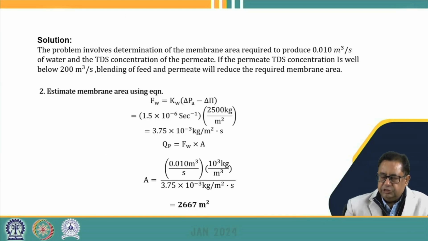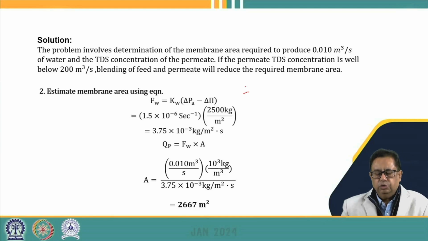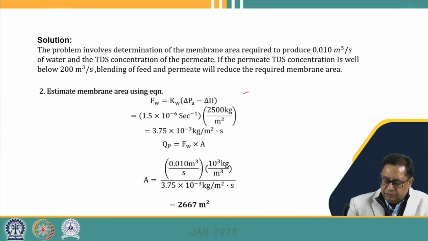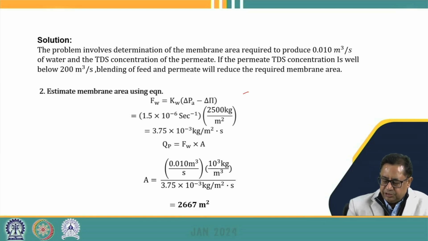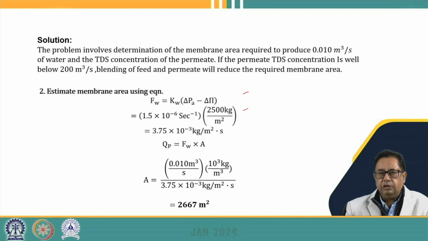So we can use the equations that we have already discussed in our previous lectures. Here the flux of the water through the membrane can be given by the mass transfer coefficient of the water through the membrane and the pressure gradient. Basically, here we are saying the net operating pressure, that is, the average applied pressure gradient minus the average osmotic pressure. So this gives us the value of the net operating pressure. This is already given to us, that is 2500 kgs per square meter, and we can put the Kw values here. So we can get the value of the flux of the water through the membrane, again in kgs per square meter per second.